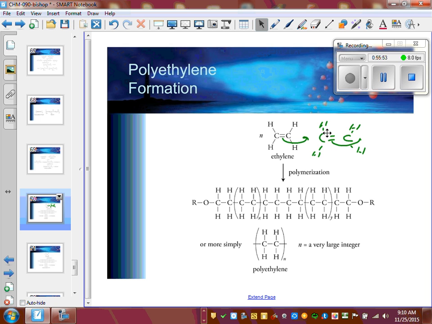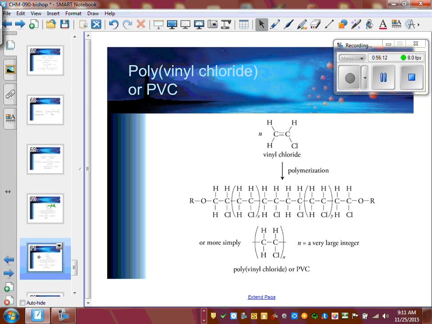So then we can combine these different polymers. They're called copolymers. Now you can make an infinite number of plastics. If we start with vinyl chloride, which looks like ethylene except we have chlorine, we get polyvinyl chloride or PVC. Okay, that's found in pipes. You can go to Lowe's, get PVC pipes. Some of you may have PVC plumbing in your house.